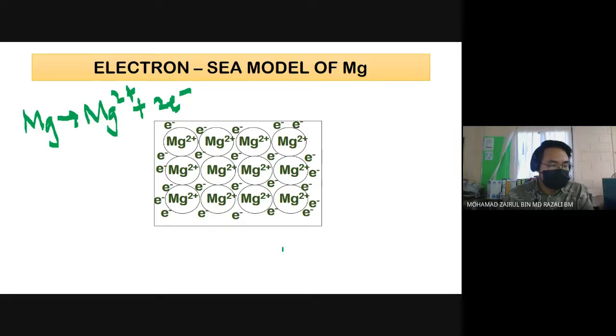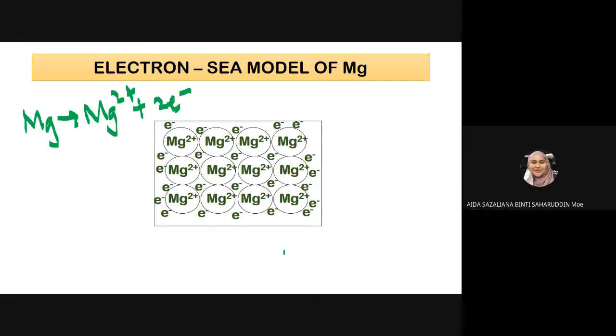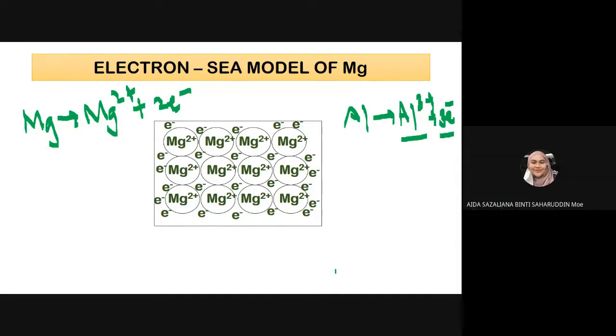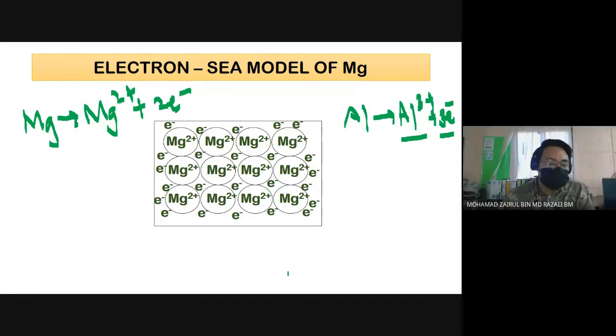Ada soalan? Sir, ya, saya. Kalau aluminium pula, Sir? Aluminium, okay, kalau aluminium dia akan hasilkan Al 3+ kan? Al 3+ tambah 3 elektron. So maknanya kalau lukis 9 aluminium 3+ ion, berapa elektron yang awak kena lukis? 9 kali 3 berapa? 27. Ya, 27 elektron yang awak kena lukis.